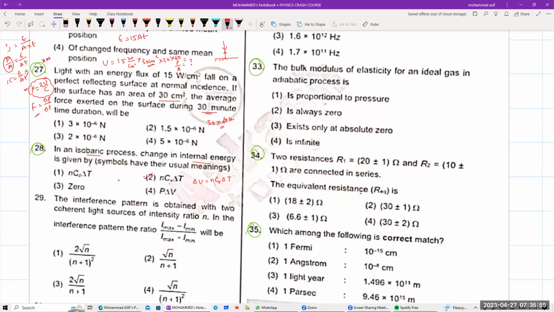Fourth one, constant pressure, internal energy will be equal to how much? dQ will be equal to dU plus dW.